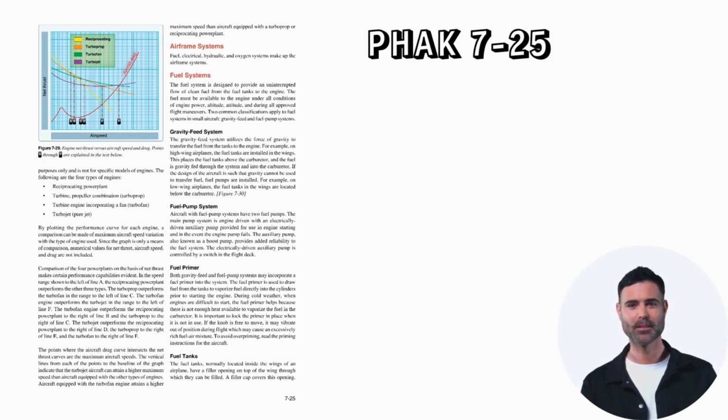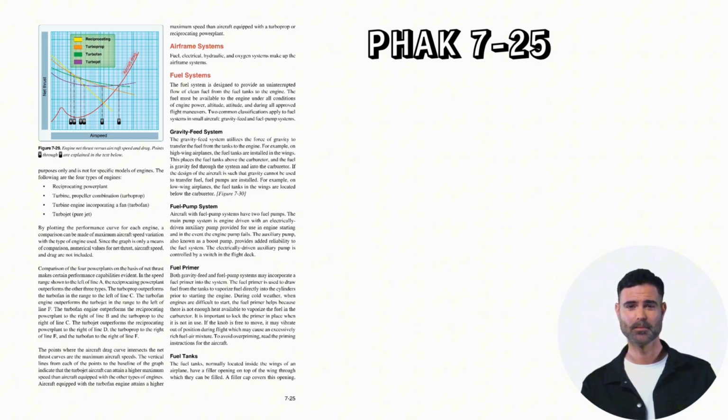plant. Airframe systems. Fuel, electrical, hydraulic, and oxygen systems make up the airframe systems. Fuel systems. The fuel system is designed to provide an uninterrupted flow of clean fuel from the fuel tanks to the engine. The fuel must be available to the engine under all conditions of engine power, altitude, attitude, and during all approved flight maneuvers. 2 common classifications apply to fuel systems in small aircraft: gravity feed and fuel pump systems.